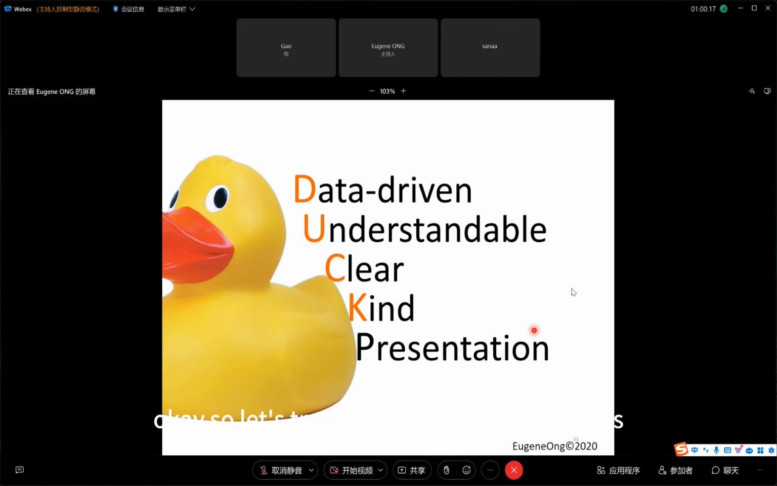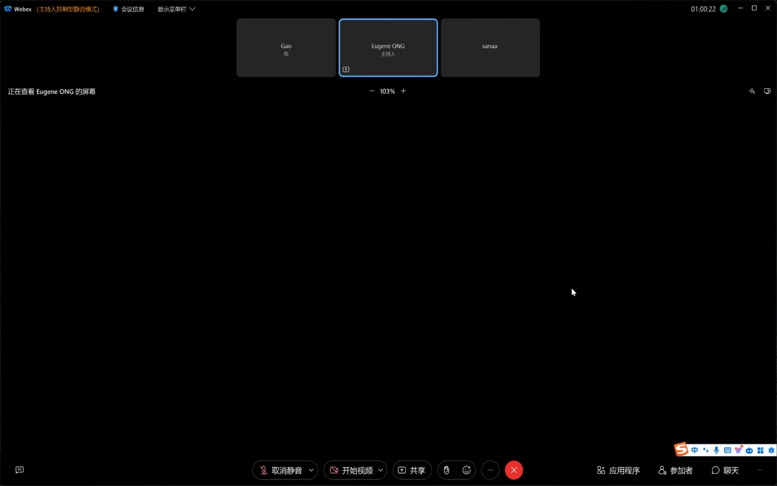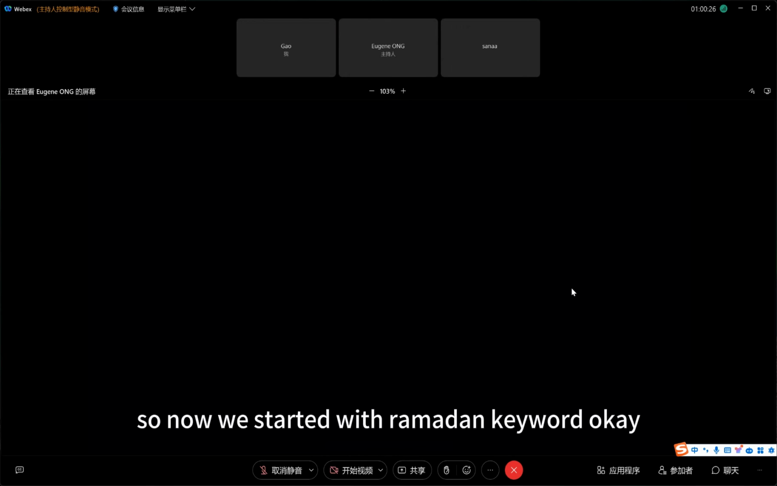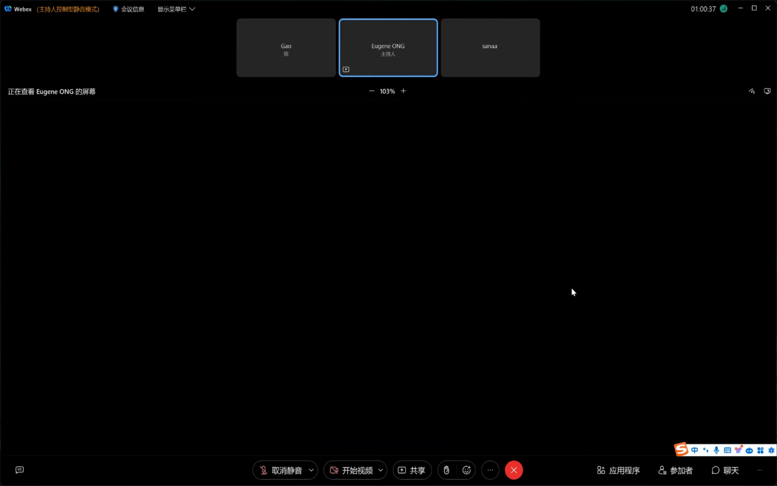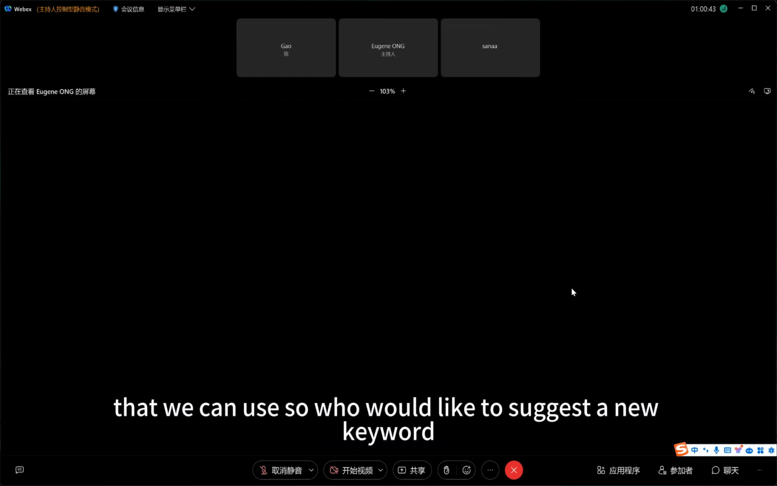Okay, so let's try maybe a few short exercises. So just now we started with the Ramadan keyword. Okay. And we want to continue with another keyword. Another keyword that we can use. So who would like to suggest a new keyword?